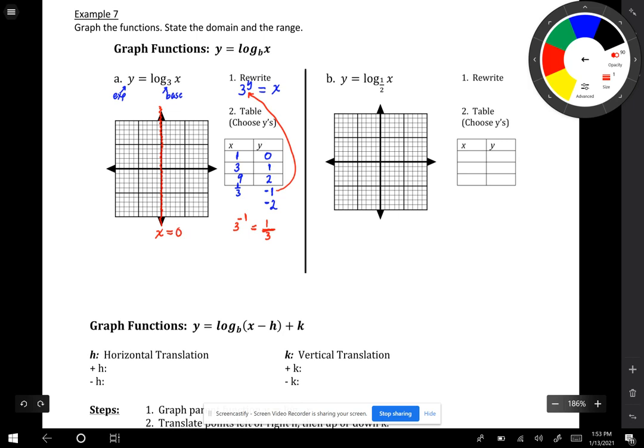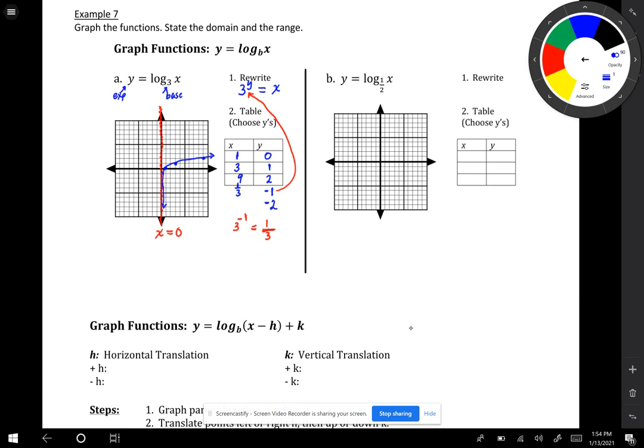Okay, now we are going to plot our points. So we have 1, 0, 3, 1, 9, 2, and I'm going to go ahead and plot 1/3 comma negative 1, somewhere over here. So here is our graph. It's going to get closer and closer to the red line, but it's not going to go over. It's going to taper off. And that is y equals log base 3 of x.